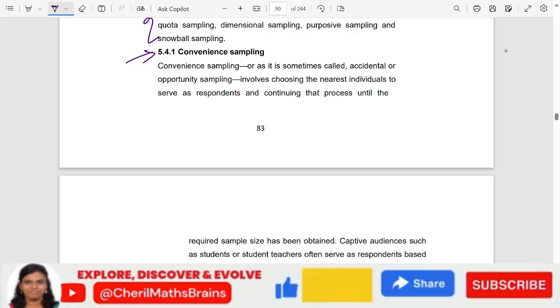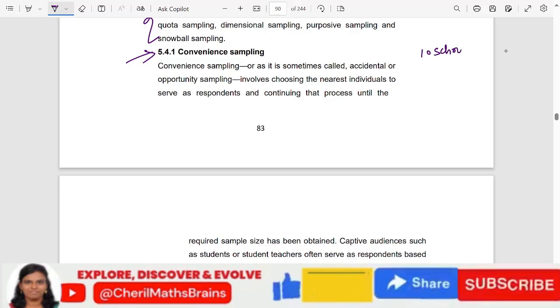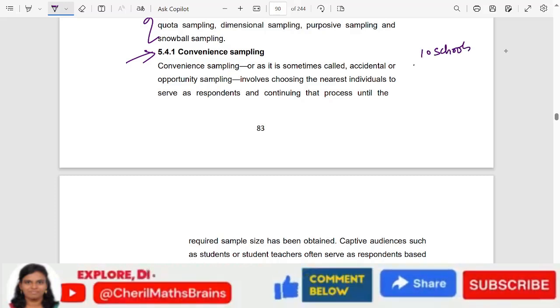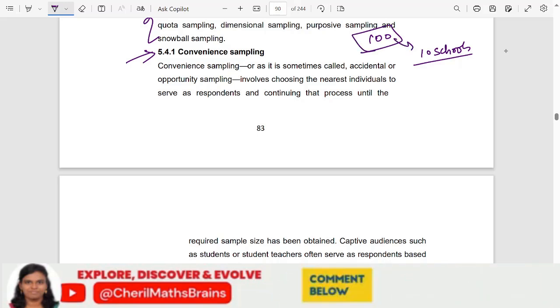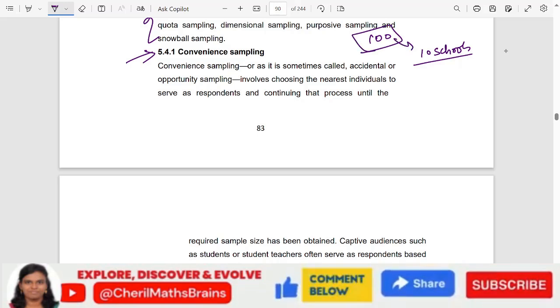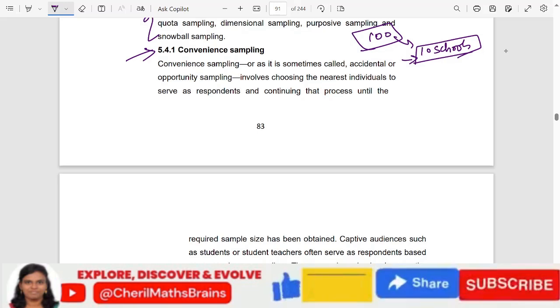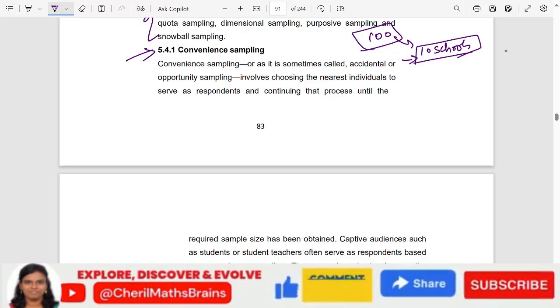Convenience sampling is when, for example, if I have to do from 10 schools, I will have access to 10 schools. So on the 10 schools I can select. I need not go to the 100 and then I need not go here. So if I feel that I have friends in 10 schools who can help me in collecting data, I can conveniently go and approach those 10 schools and get data from the teachers belonging to those 10 schools alone.